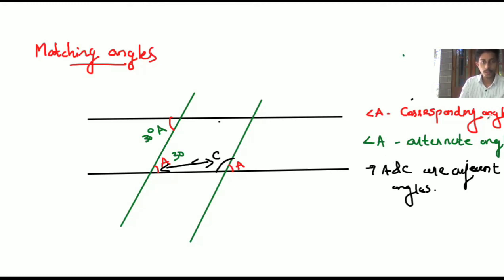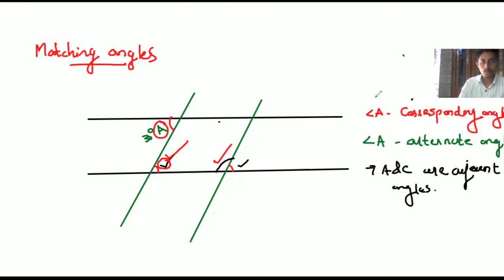So which are the corresponding angles right here? Let me show the corresponding angles. So these are the corresponding angles. This one and this one are corresponding angles, and here the alternate angles are this angle and this angle. Okay, alternate angles. And what do you mean by adjacent angles? This one and this one will form adjacent angles.